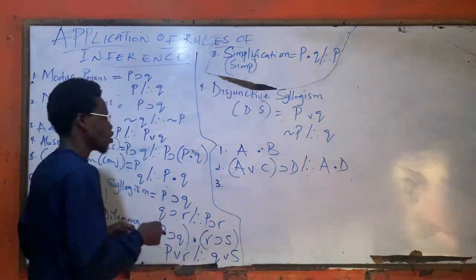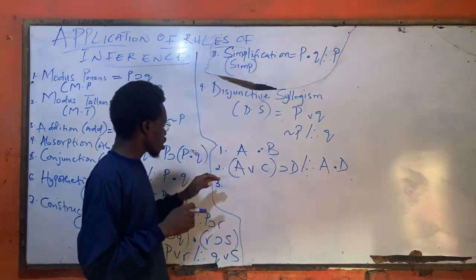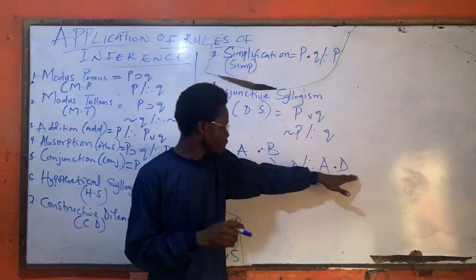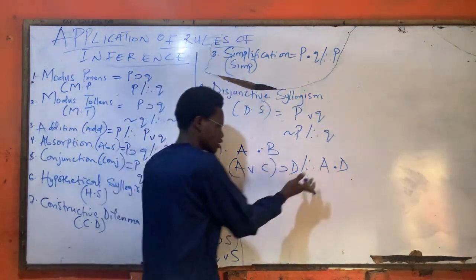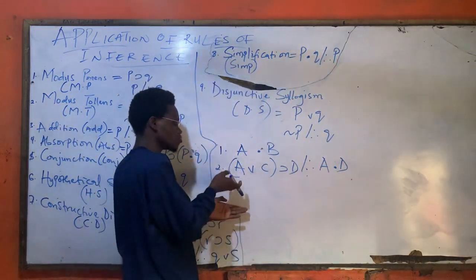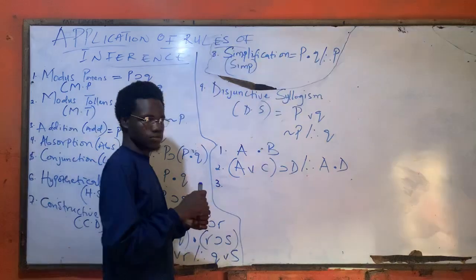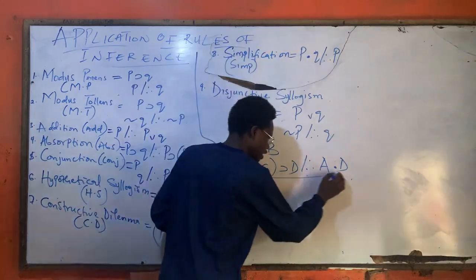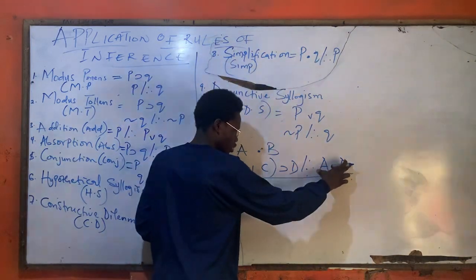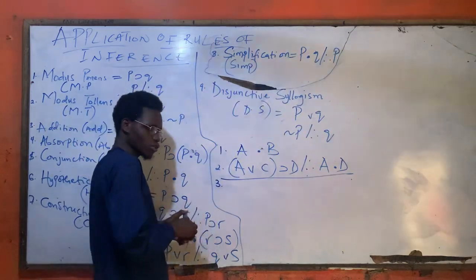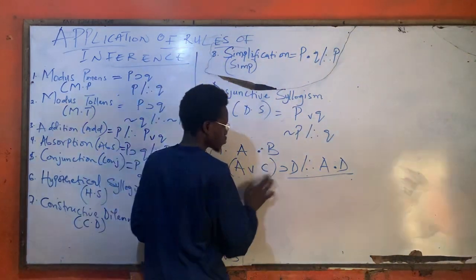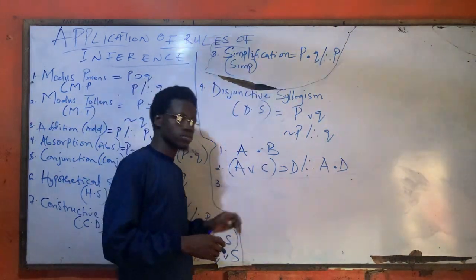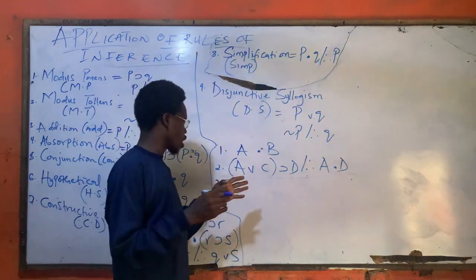Before I proceed, anything after this conclusion, any line you have after the conclusion, whatever is written there is only the conclusion. Don't get it wrong. After you've applied any of these rules, the next line will surely be the conclusion.